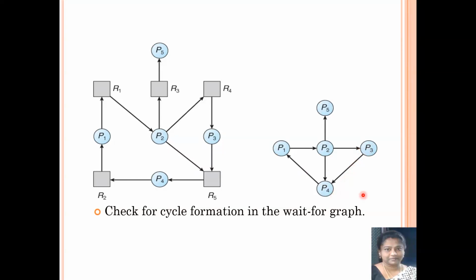So my first step, after drawing the wait-for graph, is to check for cycle formation in the wait-for graph. If you do not have any cycle formation, then you can declare that there is no deadlock. But here I have a cycle being formed, P1, P2, P3, P4, P1. So these are all the processes which are in the deadlock. This is how you detect deadlocks using a resource allocation graph.